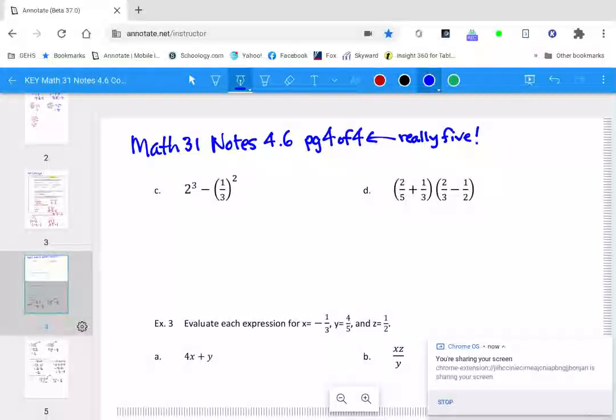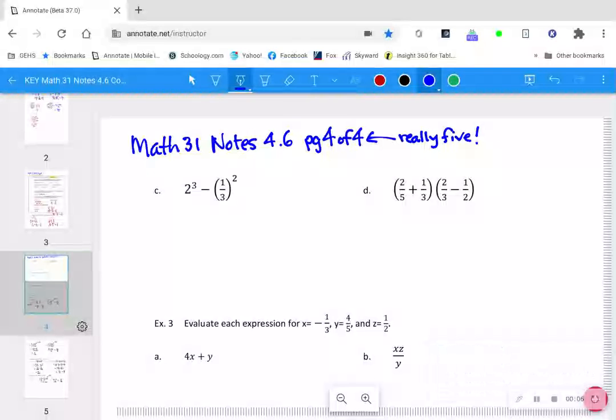Okay, we're down to the last page of the notes for section 4.6. There is actually another page on this, a fifth page, but it is already filled in. It's there for reference. So we're just looking at 3 or 4 more problems here, I suppose.